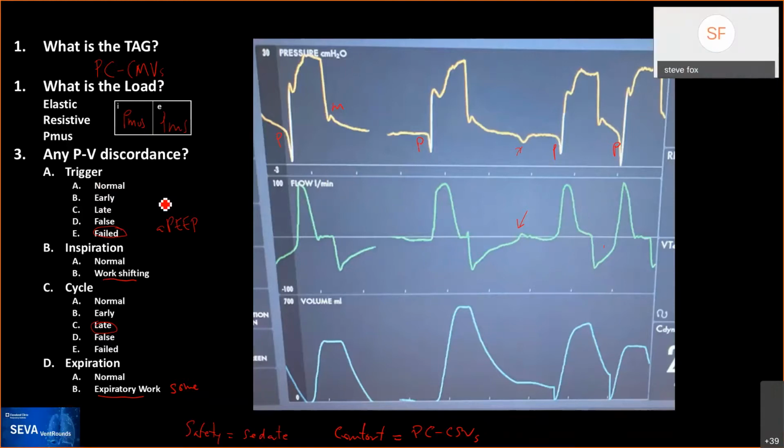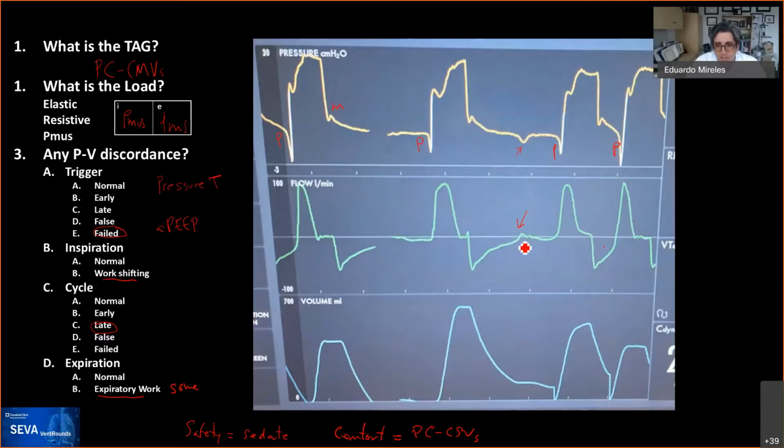This would be a pressure trigger, because you see the deflection on the pressure waveform. And I want you to take a look at this. You see how much the patient is having to drop the pressure to trigger, and then here he has to drop all this amount, and on this one to trigger the breath.